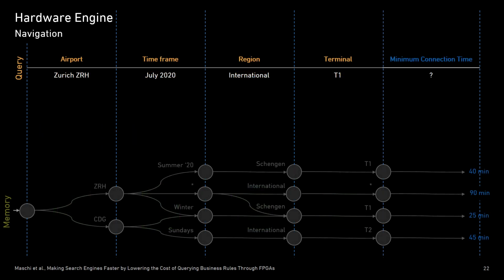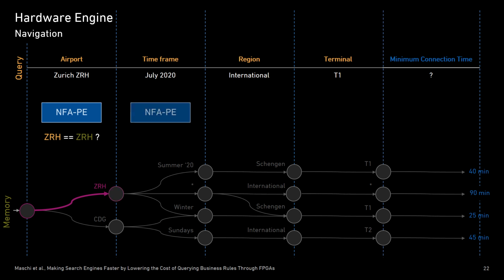Let's see with a simple but practical example how this engine works. Imagine we have this query. As soon as it arrives, the first processing element can start the first level evaluation. As it is a match, it activates the Zurich state. The second processing element can then start processing the second level transitions. And notice that at this point they are both processing different transitions in parallel.